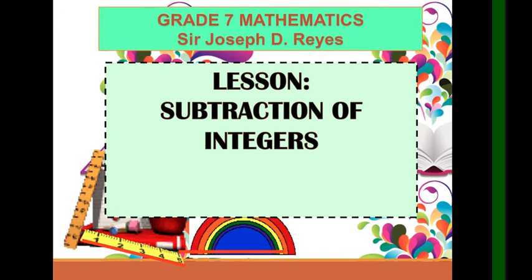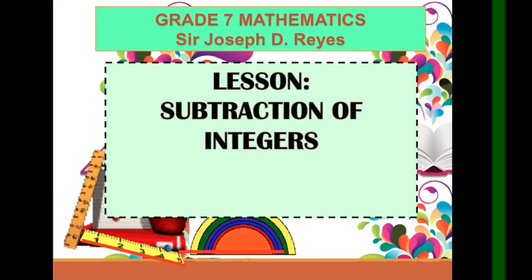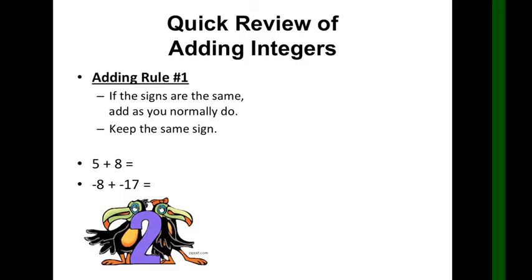And now let's proceed to our main topic for today, which is all about subtraction of integers. So, a quick review about adding integers. For adding rule number 1, if the signs are the same, add as you normally do and then keep the sign. Example, 5 plus 8 is equal to 13. Negative 8 plus negative 17 is equal to negative 25.